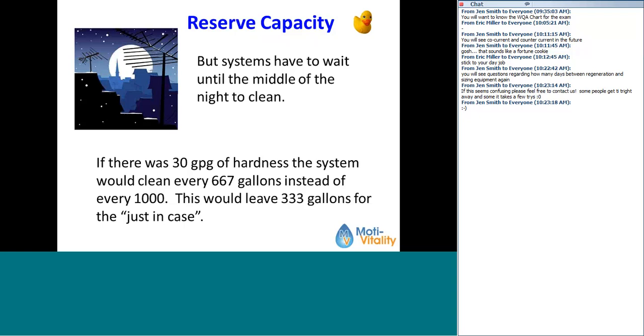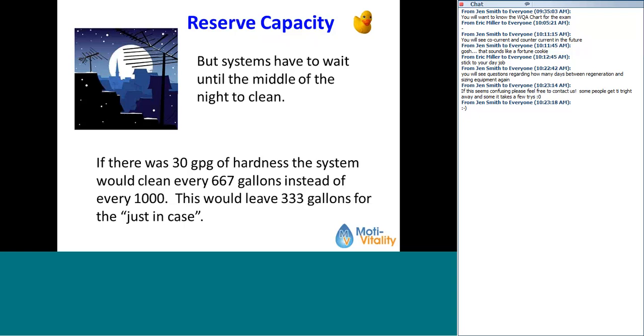Since the system has to wait until 2 o'clock in the morning to clean itself, you're going to go an entire day with hard water bleed through, putting that extra gallon in that 5-gallon bucket, that 6th gallon. You're going to get hard water bleed through, which means you're going to fill up your water heater, and you're going to get staining if you have iron in the water, all of that.